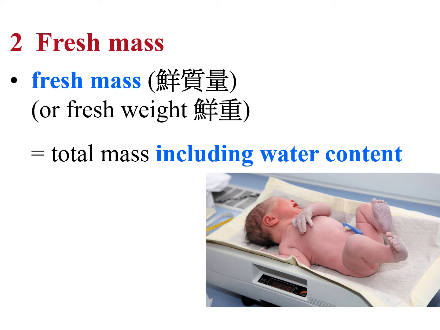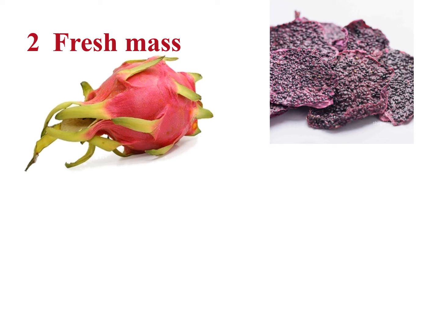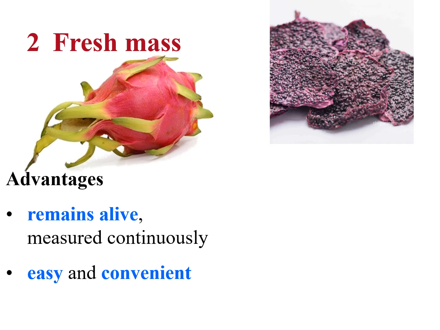Another thing is fresh mass or fresh weight. That means the total mass including the water content. For example, when you stand on top of the balance, you will get your fresh mass. The advantage of measuring fresh mass is that the organism stays alive. You can do a continuous measurement and it is also very easy to do. You can put it on the balance.